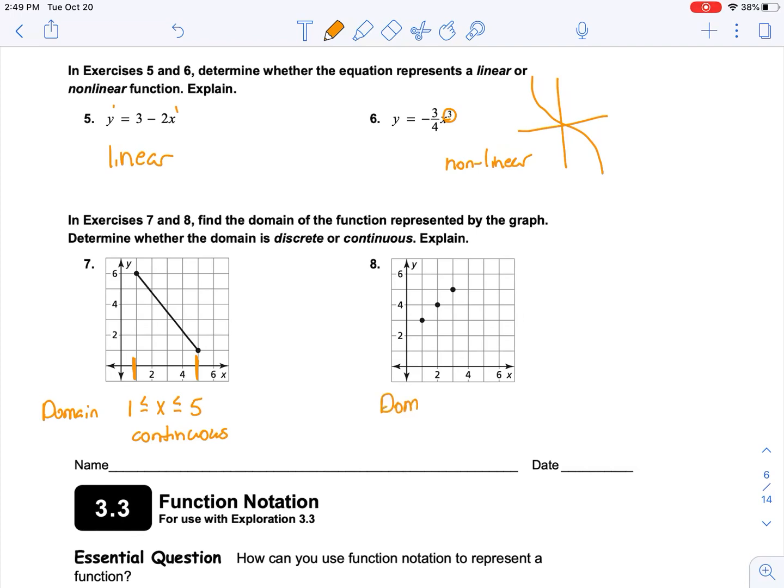Over here on this one, my domain, again, is all my possible x values. I start here and I stop here. So that's 1 to 3. However, they are specific dots on my coordinate plane. So this is the set of points. 1, 2, and 3 is going to be the domain. And because it is specific points, 1, 2, and 3, specific integers, that is going to make it discrete.